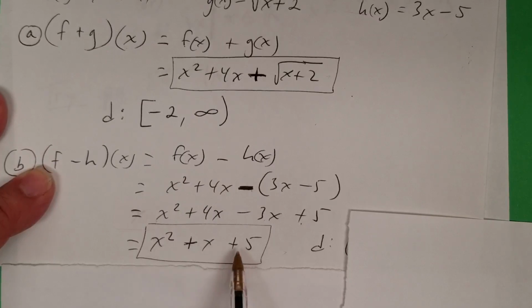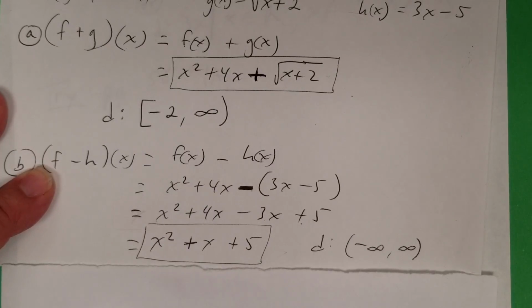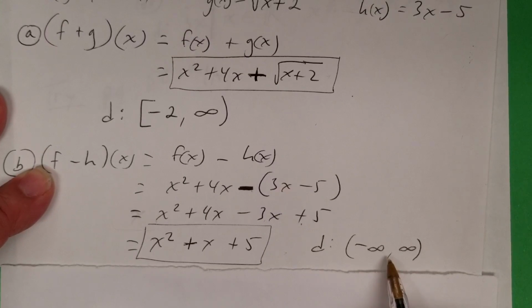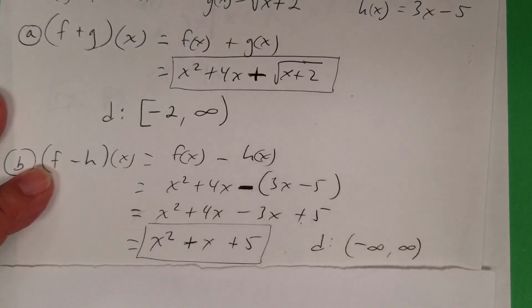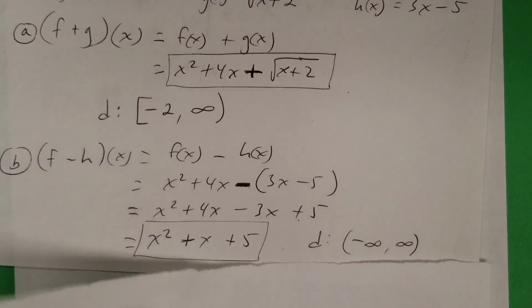Well, I got no fractions, no radicals. That means all of the x's are okay. Negative infinity to positive infinity. Everything is okay. All right. 2 down, 2 to go.